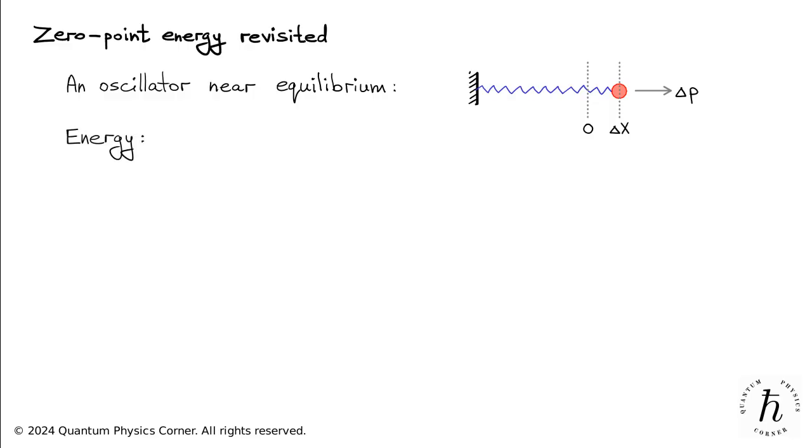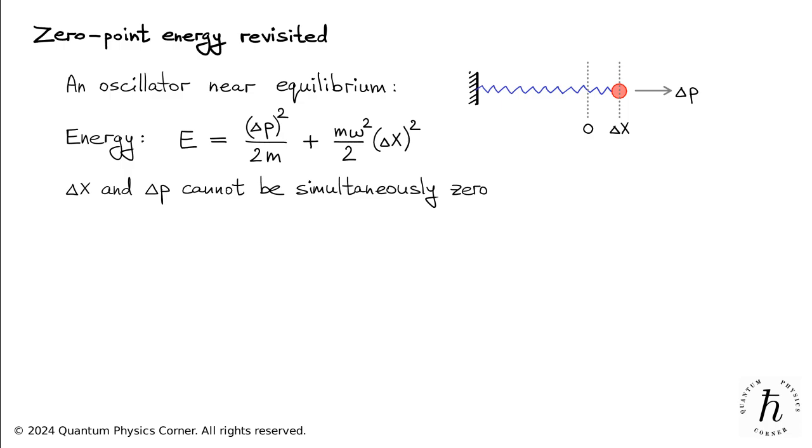The total energy E of the oscillator consists of two parts, kinetic and potential. The kinetic part is proportional to the square of delta p, while the potential part is proportional to the square of delta x. In classical mechanics, the expression for the total energy can result in zero when both delta x and delta p vanish, indicating a state of precise equilibrium. However, in quantum mechanics, delta x and delta p cannot simultaneously be zero, as the Heisenberg uncertainty principle requires their product to be greater than or equal to half of h bar.